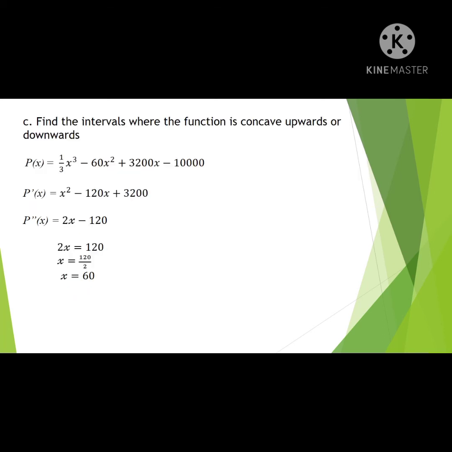For C, we have to find the intervals where the function is concave upwards or concave downwards. For this, we have to find the second derivative. The second derivative can be obtained by using the first derivative. The second derivative is 2x minus 120. Then, we make 2x minus 120 equal to 0 to find the value of x. The value of x is 60.